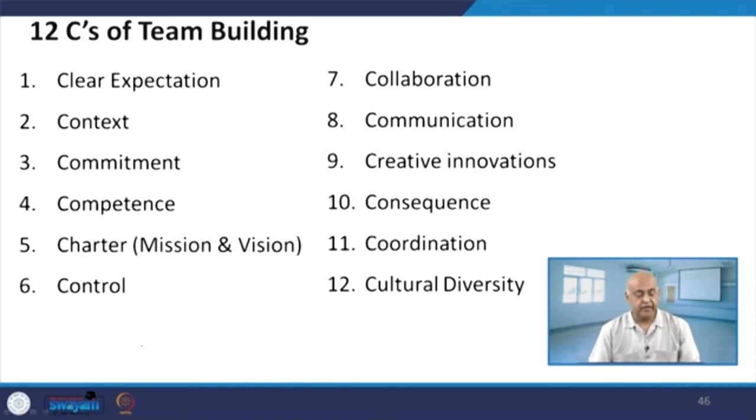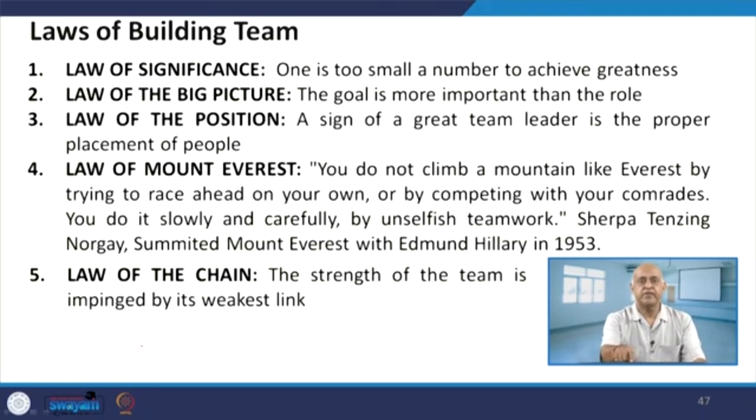So clear expectations, context, commitment, competence, charter, mission and vision, control, collaboration, communication, creative innovations, consequence, coordination and cultural diversity are there. So we have talked about these dimensions, that is, how these dimensions will be affecting the making of a great team.